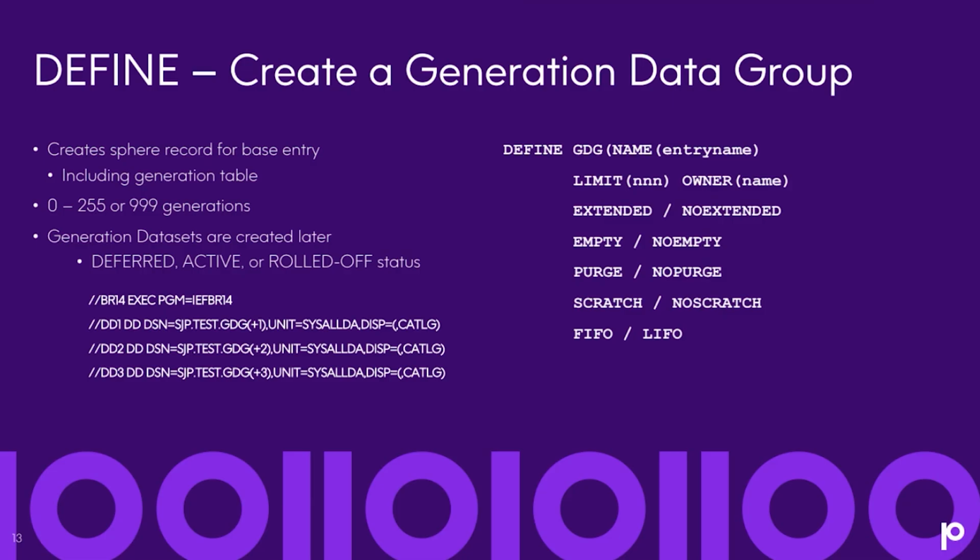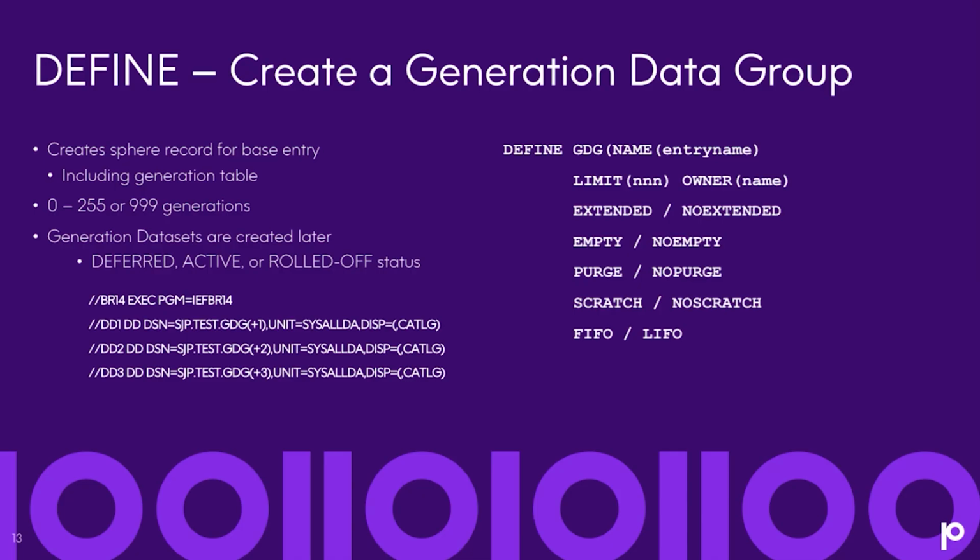I might define other things. I might define a generation data group, which is a catalog entry only. And again, it's a unique IBM thing where I define a catalog entry that allows me to create a similarly named data set over and over again, where only the last qualifier changes, only the generation number changes. And so define GDG will create me the sphere record, which we talked about, for the GDG base entry, including a generation table within the sphere that says these are the generations that are active.